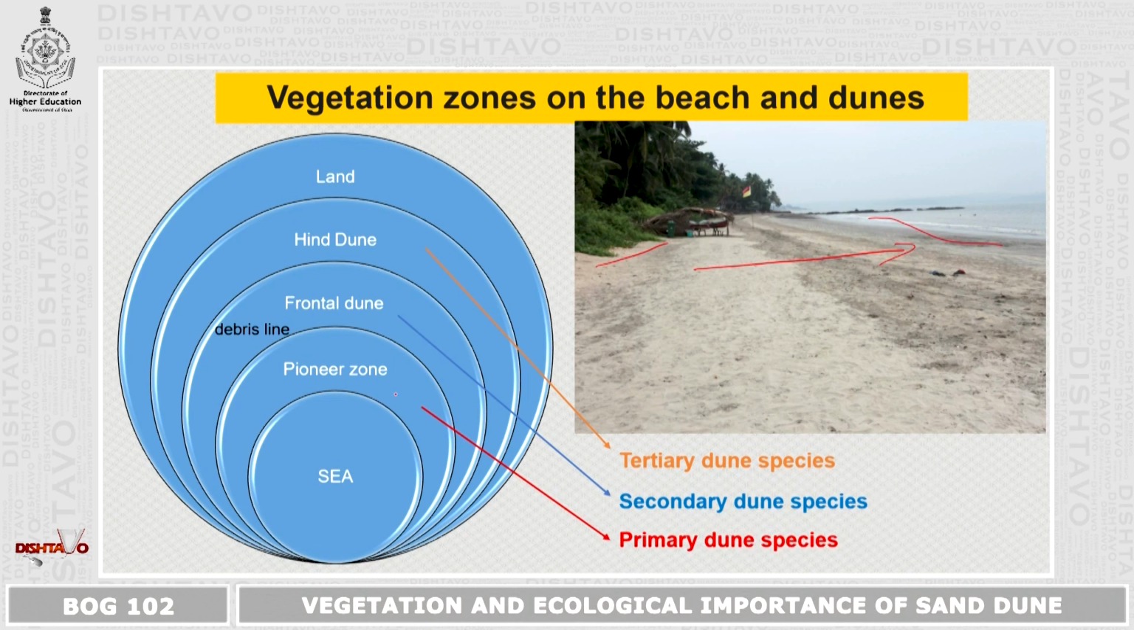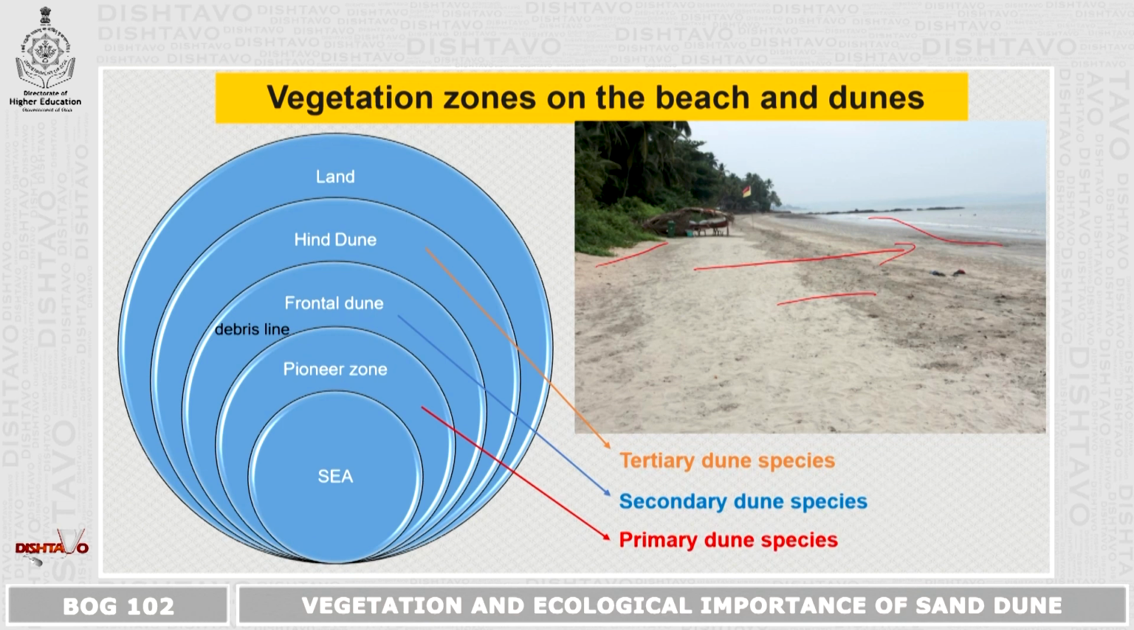Now the pioneer zone, this is the pioneer zone over here. In this pioneer zone, soon after the beach zone, you get primary dune species. Now these species will be the ones which can stand the harsh conditions of maybe salt sprays, or it can be a sand jet that is coming up due to the wave action. So in this pioneer zone, we will have the species that can stand up any type of harsh conditions.